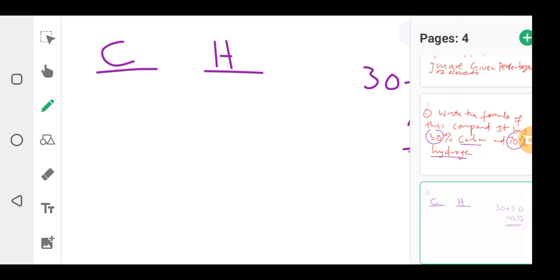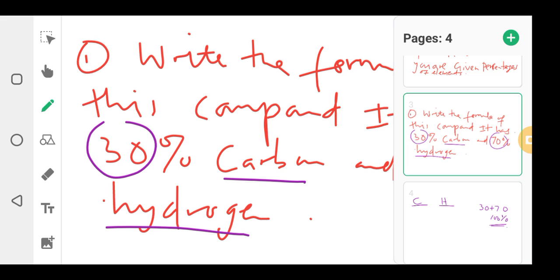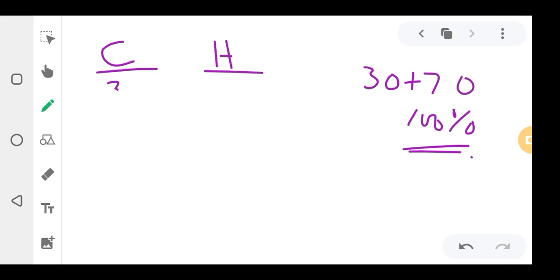So carbon is 30%. So on carbon you put 30. On hydrogen it's 70, you put 70. And then this is how you solve it down. So you say 30 divided by these percentages, you divide it by the mass numbers.